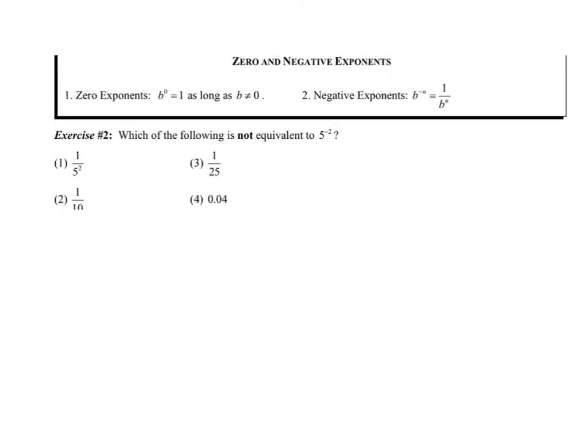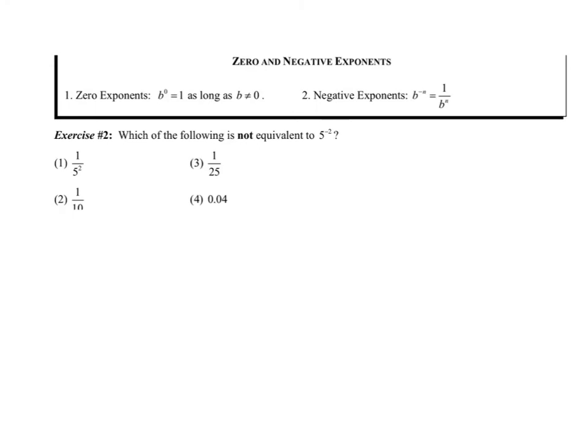Zero and negative exponents. Zero exponents. B to the 0 power is 1 as long as B does not equal 0. So 0 to the 0 power is not equal to 1. That's what that's saying. But anything else, any number or letter set to the 0 power is equal to 1.